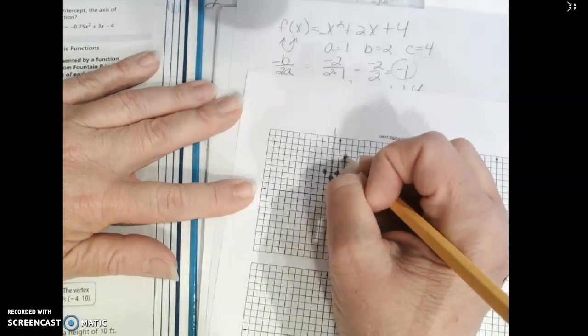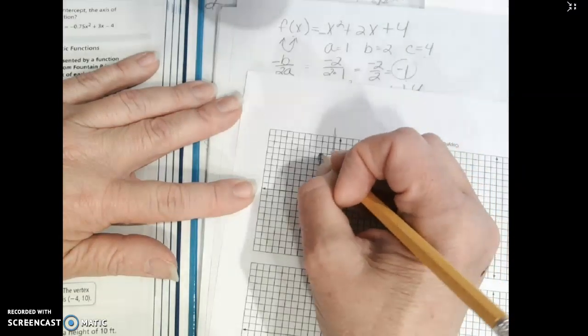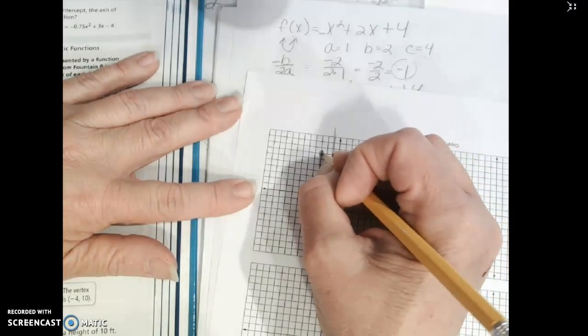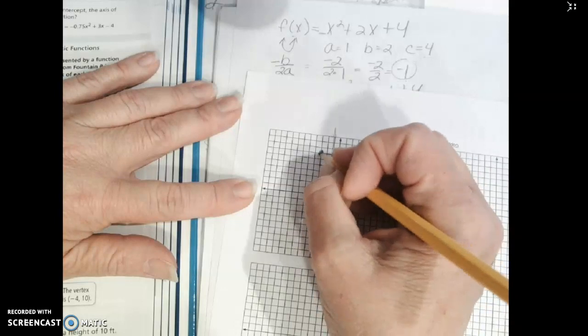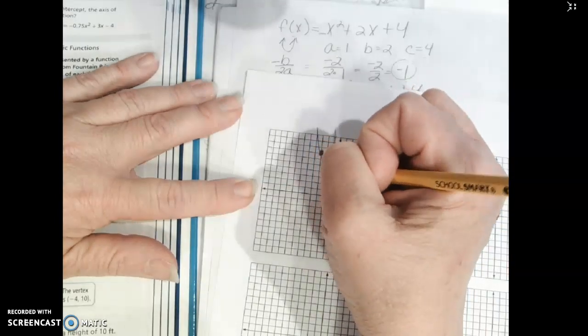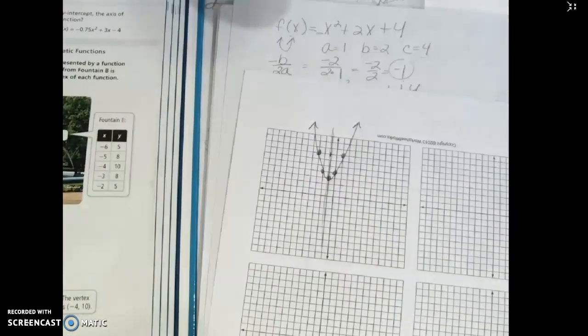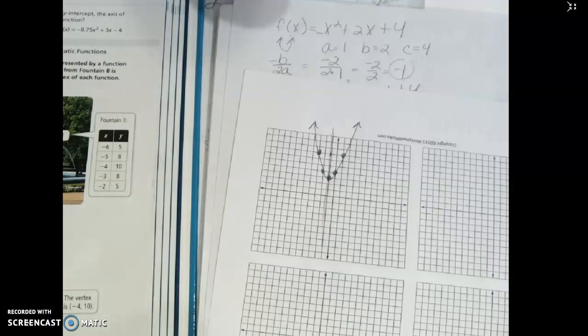When I have this point, I know that since this is the axis of symmetry and I'm 2 away, I count 2 here, I know that this point is also -2, 7 is also on the graph, and now I can graph it just like that. So this is way easier than, like I said before, randomly picking points for x and finding out what y is.